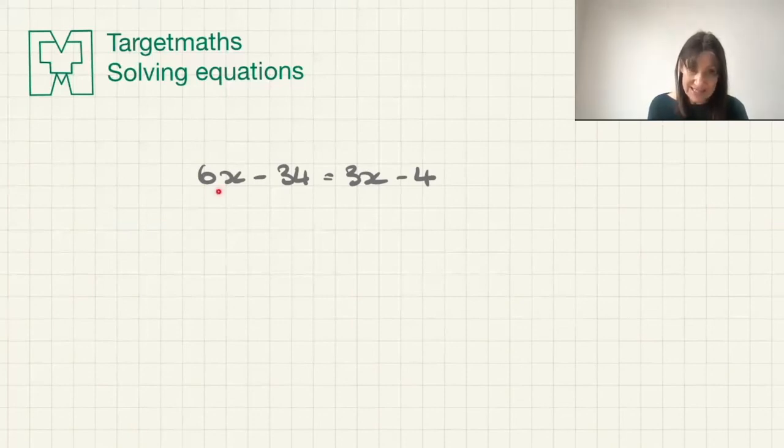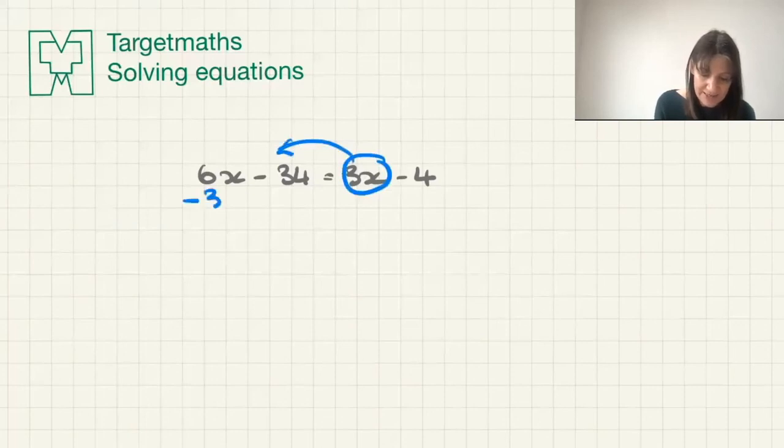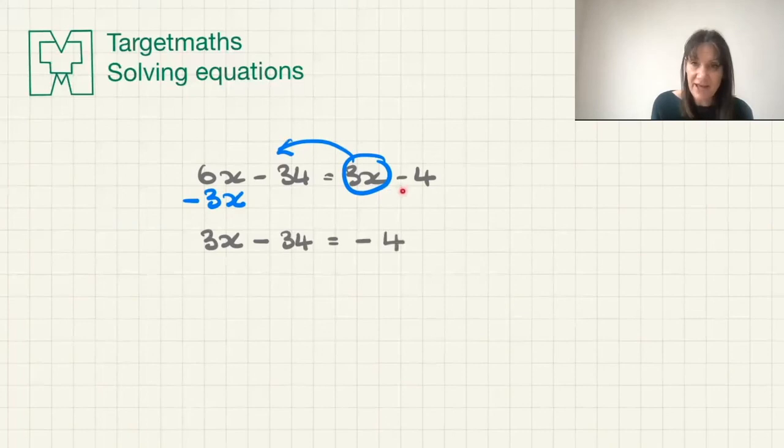Okay, so I've got 6 x's and I've got 3 x's. 3x is the smaller, so that's going across. It's going to land as -3x. You can see where I'm writing it as well. I'm writing it literally underneath the x's so I can see the maths I have to do really, really clearly. So 6 x's, take away 3 x's is 3 x's. Still got my -34, my equals, and my -4 on that side. Don't lose the fact that there's a negative there, okay?